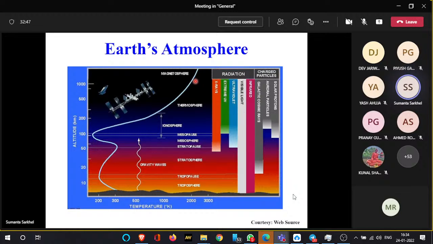And that is the reason it is called troposphere, tropopause, where its temperature neither decreases nor increases. And beyond the tropopause, the temperature starts increasing. The temperature has an increasing trend because of ozone heating.